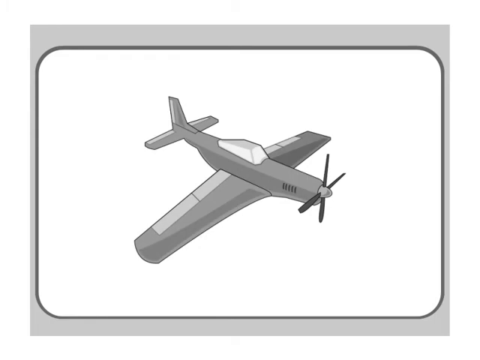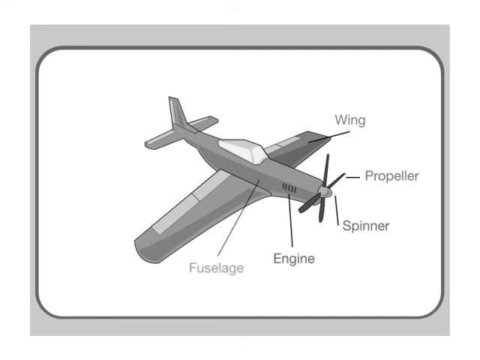Airplanes might have lots of different styles and looks, but they all have the same main parts. They include the wings, which allow the plane to lift into the air, the propeller, the spinner, the engine, the fuselage or main body of the plane where the passengers and cargo sit, the flap, tail, rudder, and elevator, which help steer the plane up, down, and sideways, and the cockpit, which is where the pilots sit.